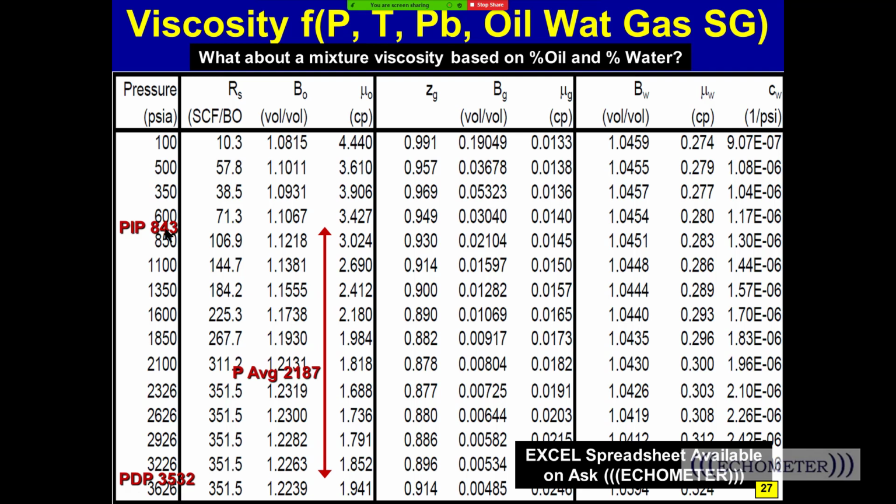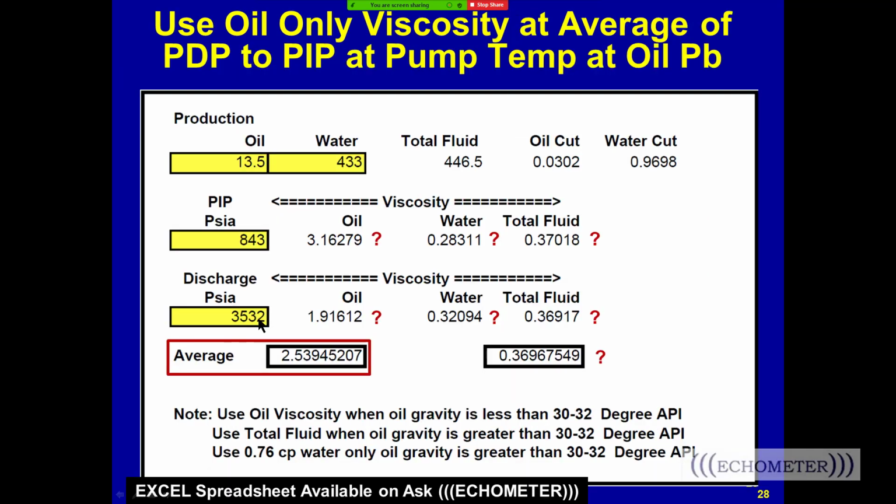We're going to assume that all gas is free. So use the formation temperature at the pump. Use the pump intake pressure for the bubble point pressure, and then the calculations show you the viscosity average. You use this viscosity average if you're below 30 degrees API for the oil, and then you use the combination viscosity if you have a light oil above 30 degrees API.